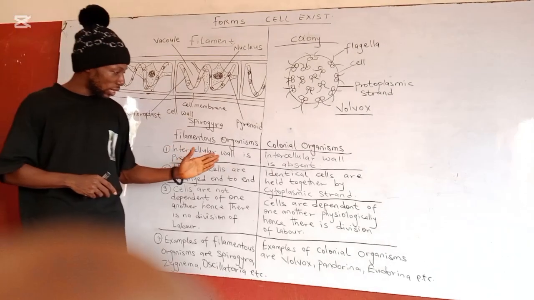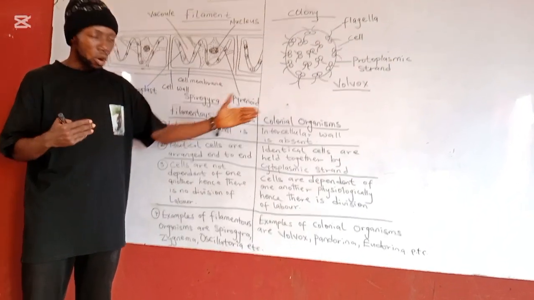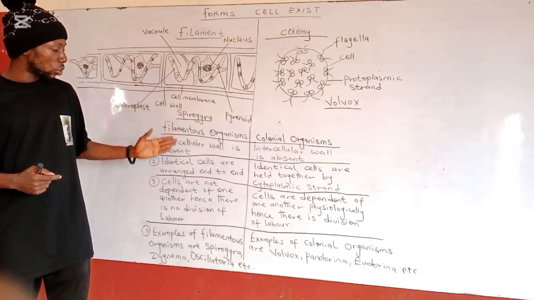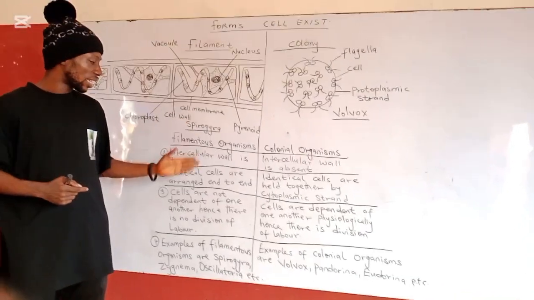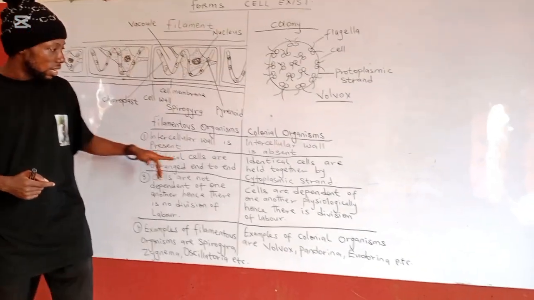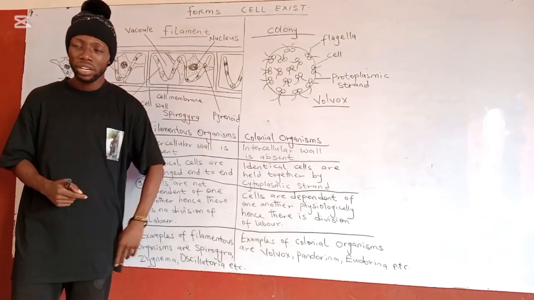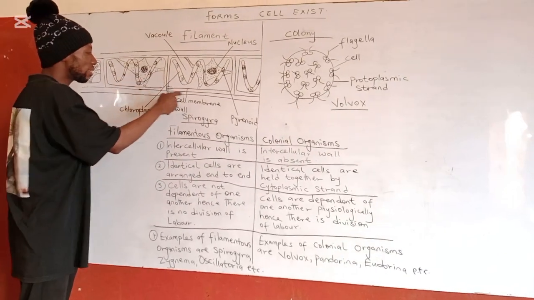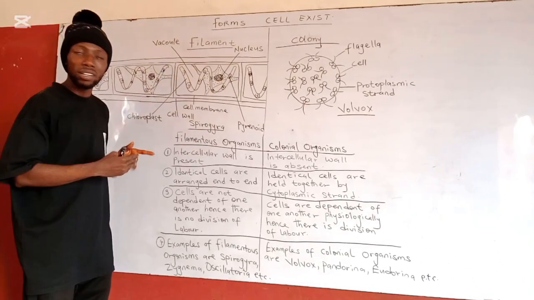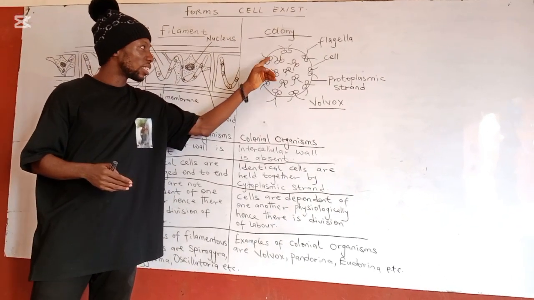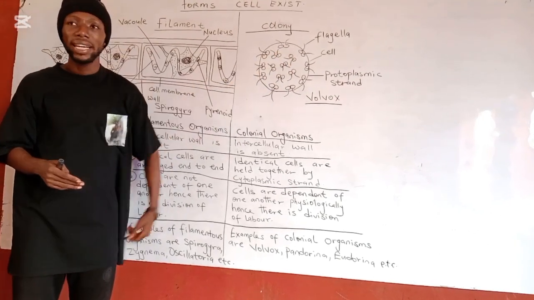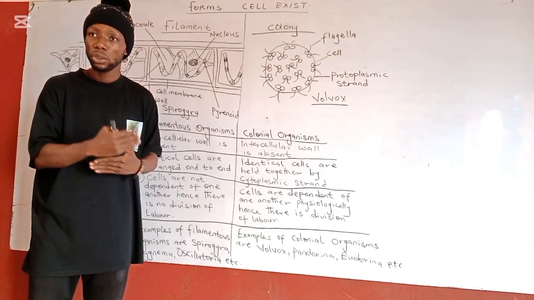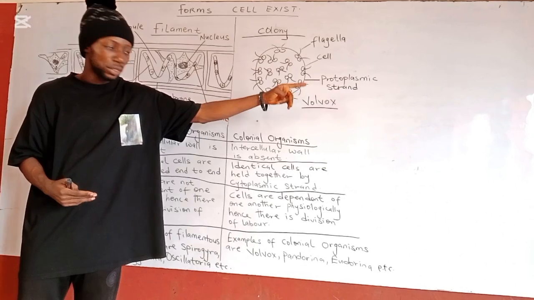Now we are going to concentrate again on the difference between colonial organisms and filamentous organisms. As you can see here, filamentous organisms possess intercellular wall, which is typically present. Then intercellular wall is absent in colonial organisms. I've explained that before. These are the cell walls between each individual cell. Between each individual cell here, there is no cell wall, and that is why intercellular wall is absent in colonial organisms. The structure that functions as the cell wall is the protoplasmic strand.